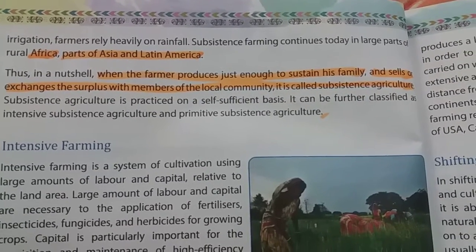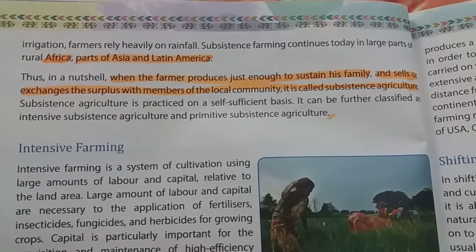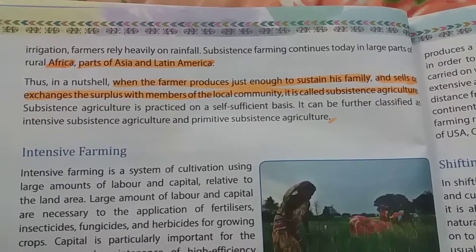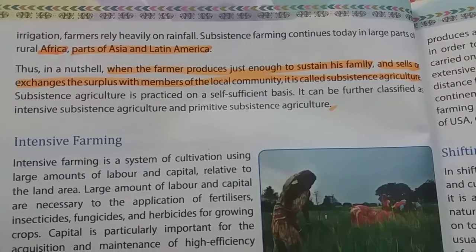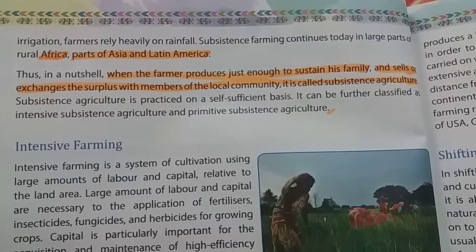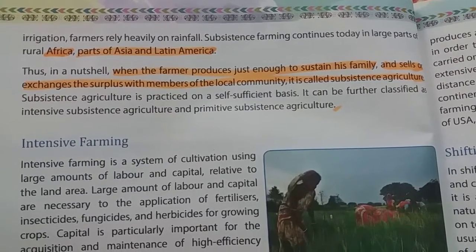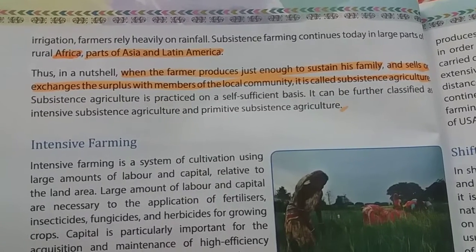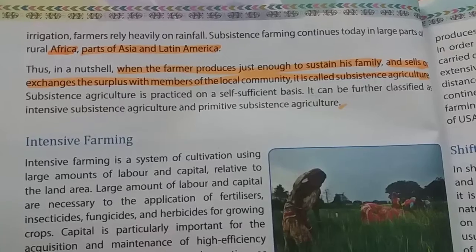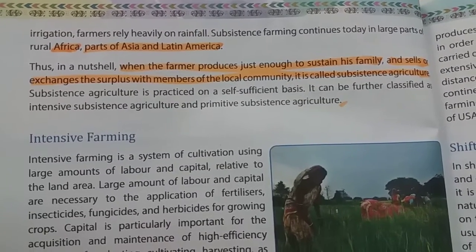Thus, in a nutshell, when the farmer produces just enough to sustain his family and sells or exchanges their surplus with members of the local community, it is called subsistence agriculture. Subsistence agriculture is practiced on a self-sufficient basis. It can be further classified as intensive subsistence agriculture and primitive subsistence agriculture.